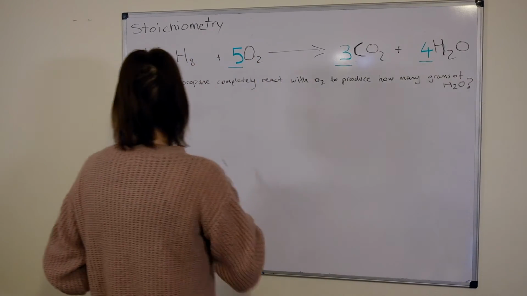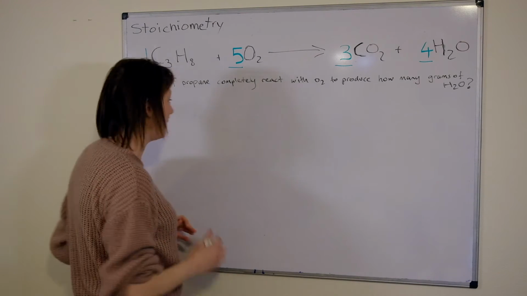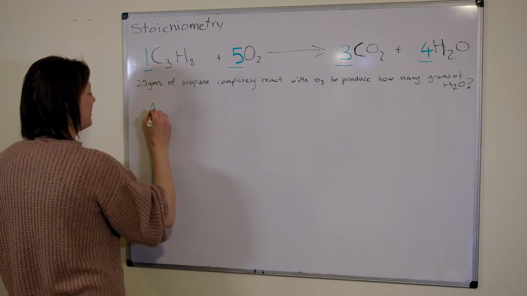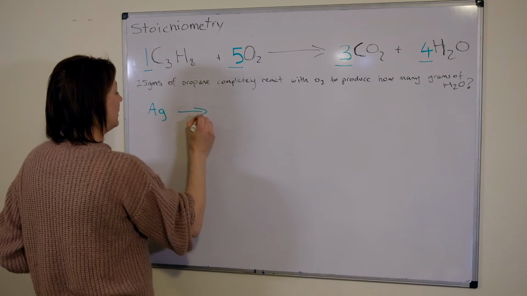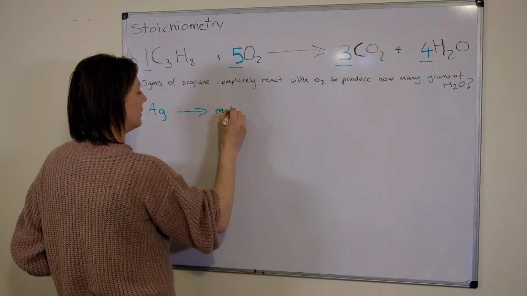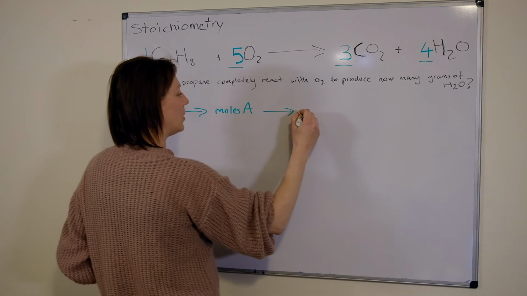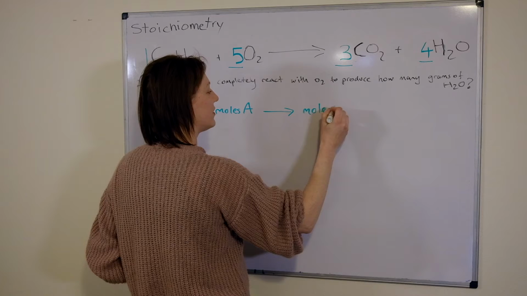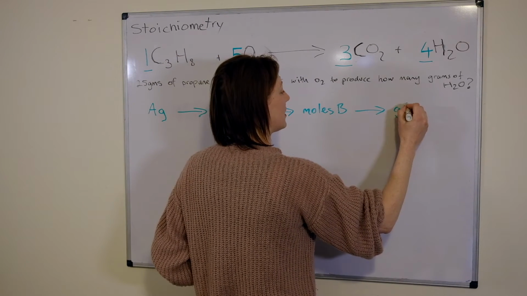Anyway, we'll get there. So 25 grams of propane. Here's, you know the formula. Here's how it has to go. Right, we're going from the grams of substance A to the moles of substance A to the moles of substance B to the grams of substance B.